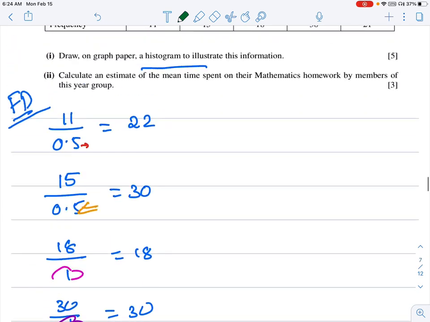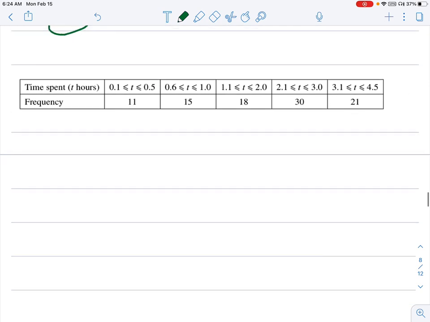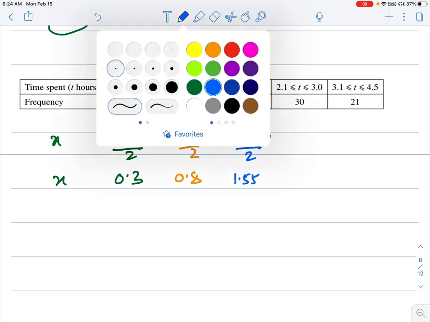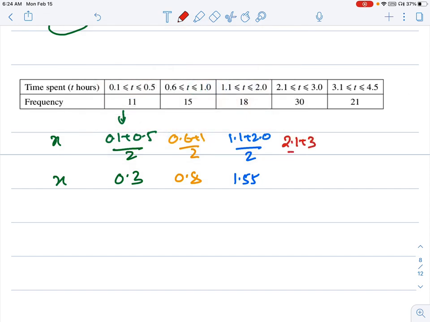Coming to the next part, calculate the mean. For the mean, I have to calculate the midpoints. The midpoint for this one will be 0.1 plus 0.5 by 2, which is 0.3. For the next one, 0.6 plus 1 by 2, which is 0.8. Next, 1.1 plus 2.0 by 2, which is 1.55. Next, 2.1 plus 3 divided by 2, which is 2.55. And for the next one, 3.1 plus 4.5 by 2, which is 3.8.